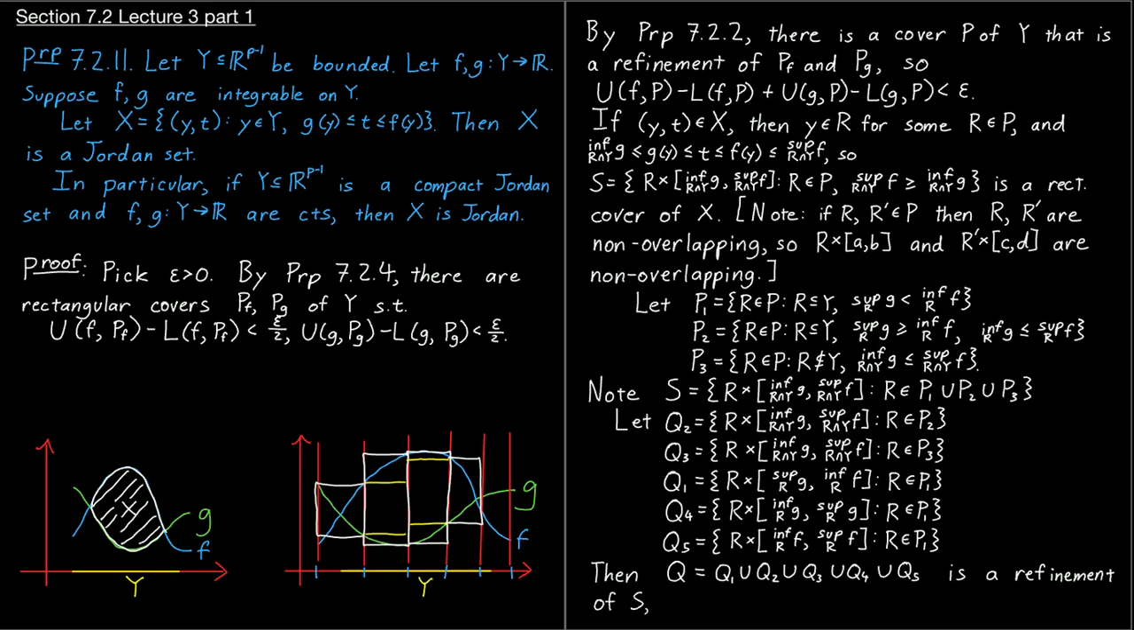So that means the rectangles in Q1 and Q2 obviously don't overlap, and you can check without too much trouble that the rectangles in Q1 don't overlap with the rectangles in Q4 or Q5.